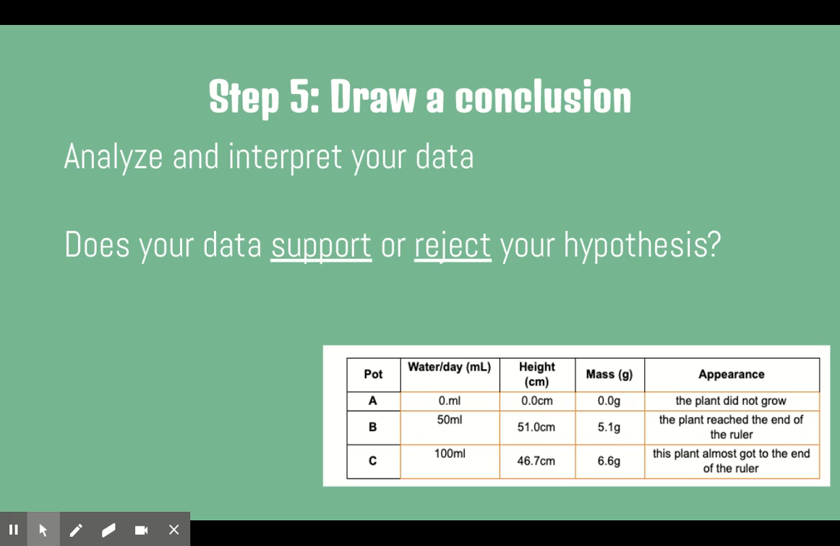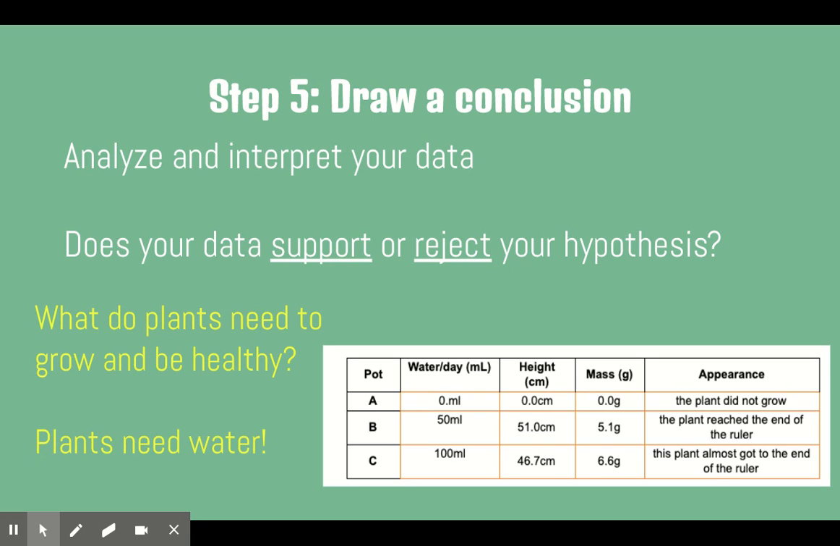So now we want to interpret this data. What does it mean? Well, we can see that in the pot that had 0 milliliters of water, the plant did not grow. All right. And so what does that mean? Well, what do plants need to grow and be healthy? That's the question we're trying to answer. Well, plants need water, right? When you don't give them any water, they won't grow. And that's what we see here. So we answer our question with our data and we prove our hypothesis to be correct. So we supported our hypothesis, which was if you don't give plants water, then they will not grow.